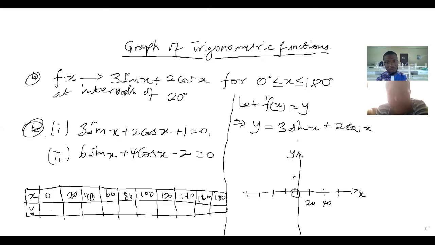So 3 sine 0 plus 2 cos 0, I had 2. Depending on how many decimal places you want, because some of them will be decimals, maybe we can try 2 decimal places. So that means you are going to have 2.00. And the second one, 3 sine 20 plus 2 cos 20, I had 2.91, to two decimal places. Good. Let's continue.